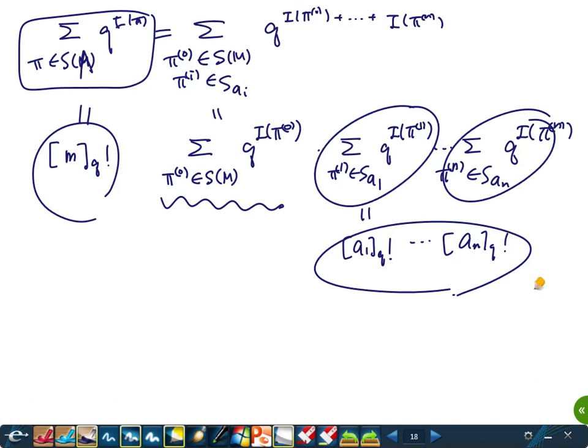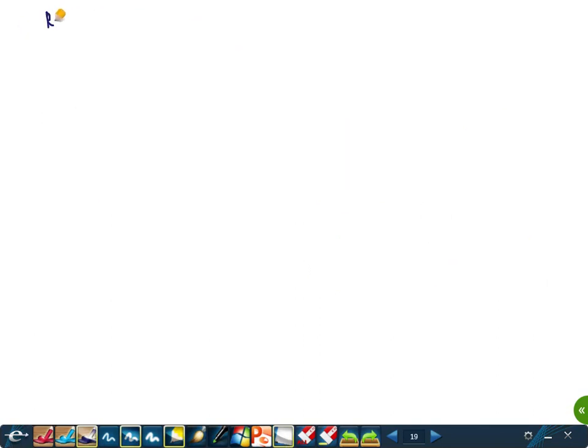All right, now we know this. We're going to give another proof of the q-binomial coefficient being the generating function for partitions. So recall, we had this: the generating function for partitions inside a rectangle is the q-binomial coefficient. Let's prove this.